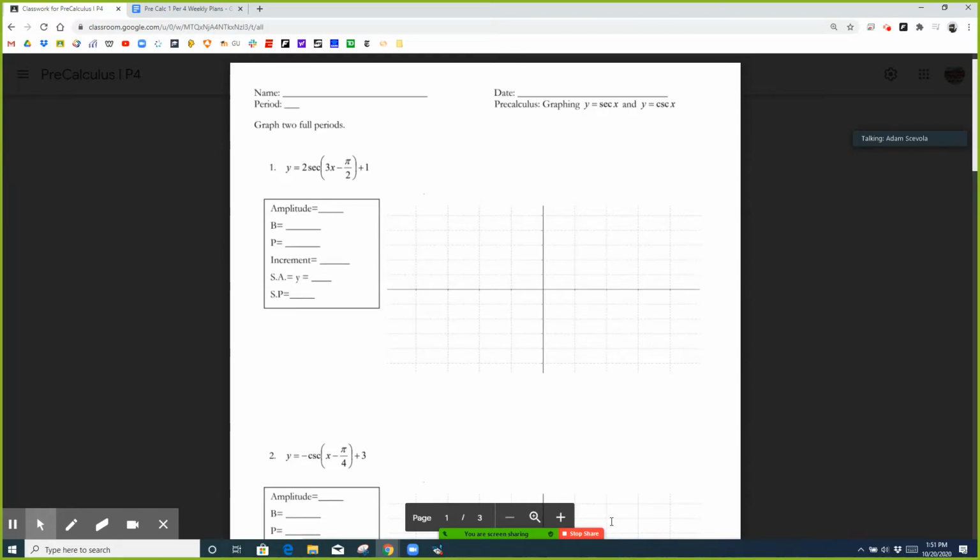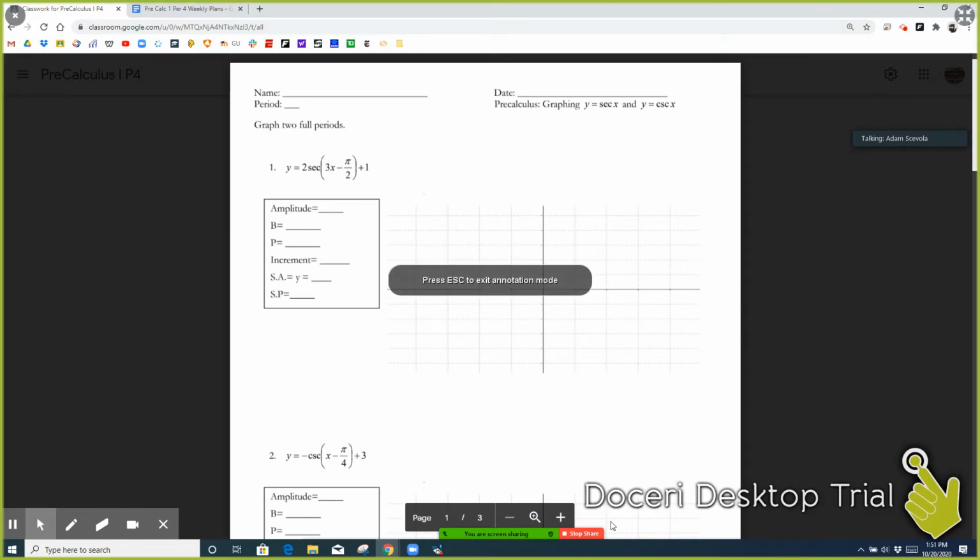Okay, in this video, we're going to talk about graphing secant and cosecant. Secant is a reciprocal of cosine and cosecant is a reciprocal of sine. So first, let's go over that real quick. It's a little confusing. I always think of the first letters never match up.